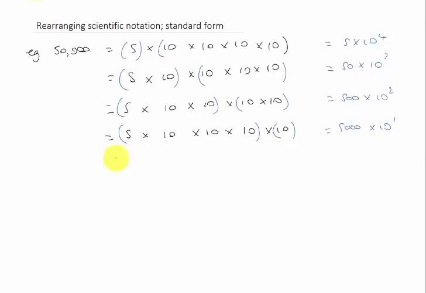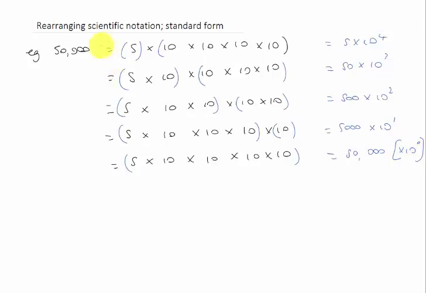Or finally, we could have 5 times 10 just all in one lump, and that would give us 50,000 times 10 to the power 0 if you fancied.